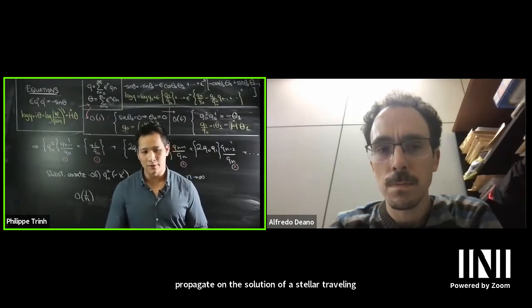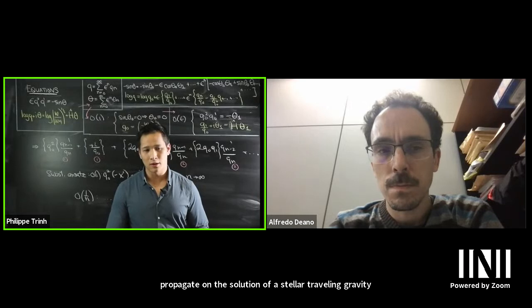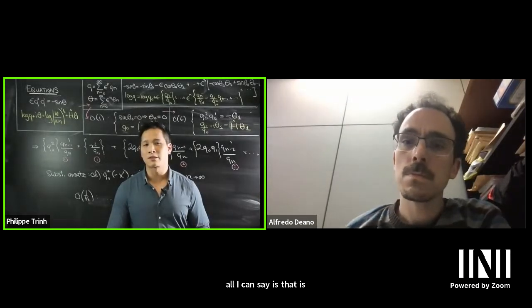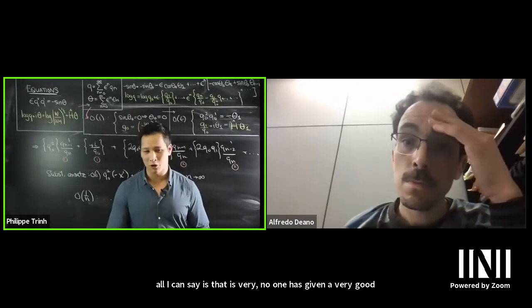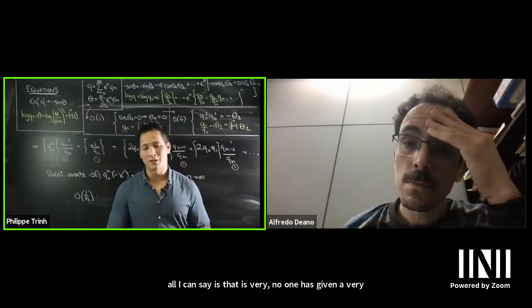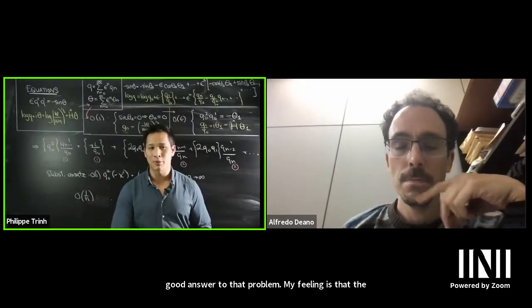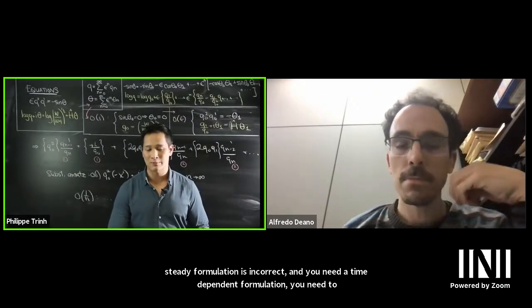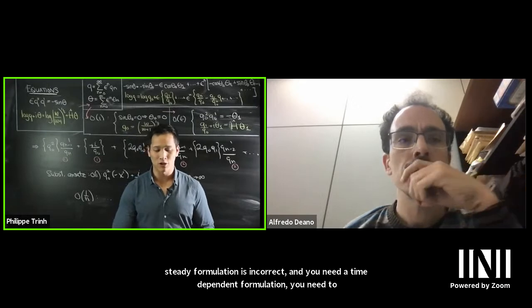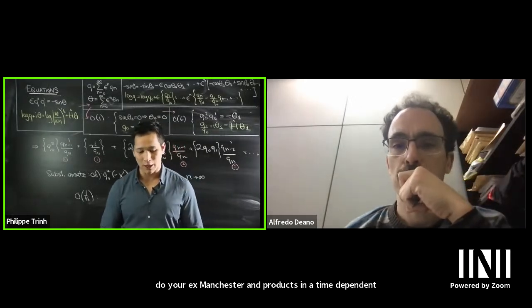But it's a very interesting question, and all I can say is that no one has given a very good answer to that problem. My feeling is that the steady formulation is incorrect, and you need a time-dependent formulation. You need to do your exponential asymptotics in a time-dependent formulation, allowing little ripples to propagate on the surface of the gravity wave.